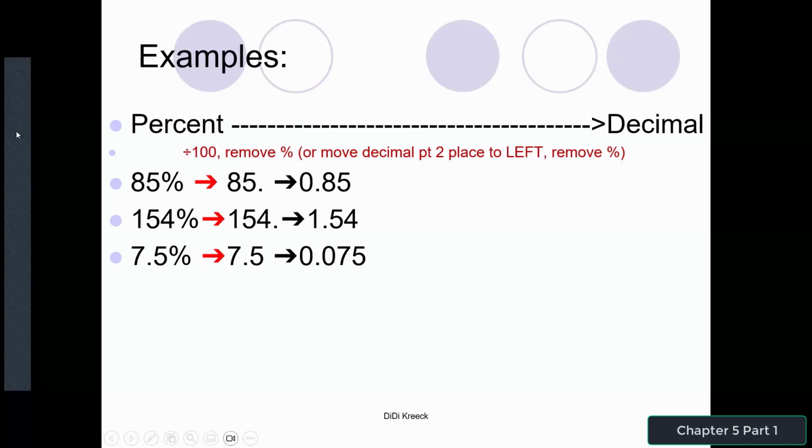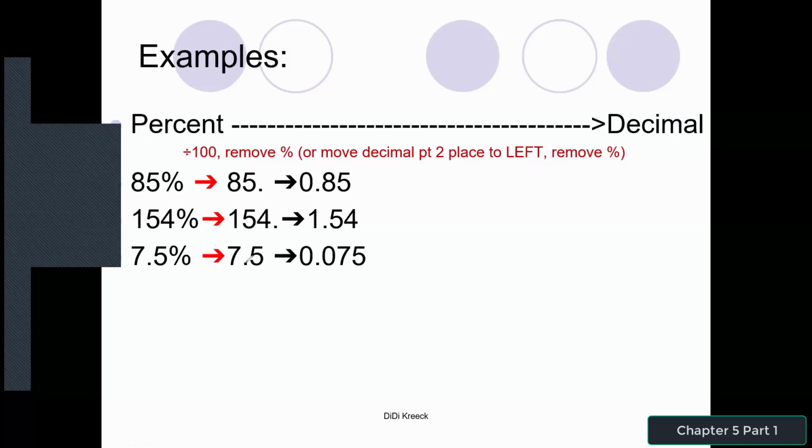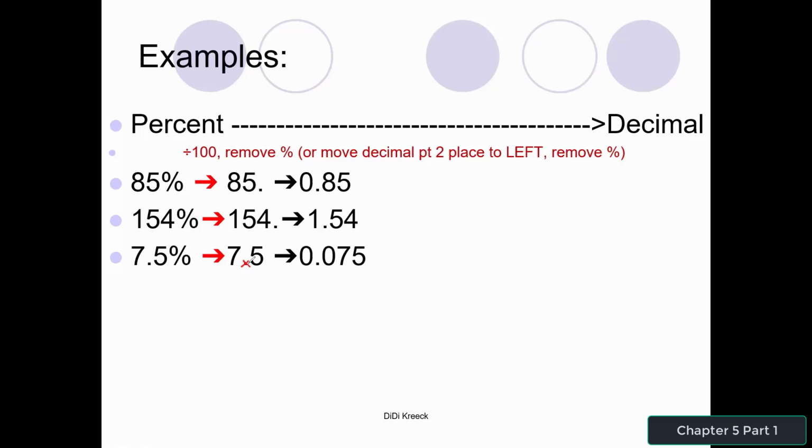So when we are moving the decimal point 2 places to the left, you are basically removing the old decimal point and then moving it 1 space and then 2 places to the left, right? Here will be your new decimal point, and then insert 0 in the empty spot if there's no whole number. So it will be 0.075, right? And then remove the percent symbol.